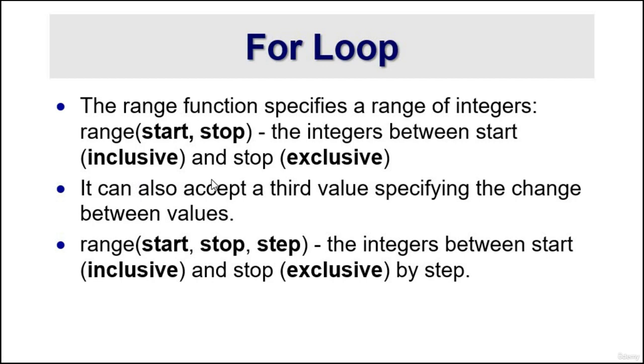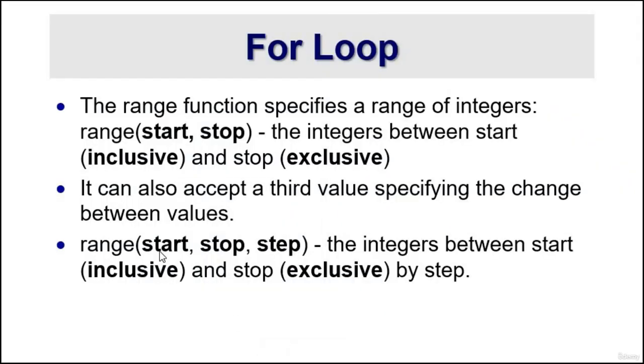It can also accept a third value specifying the change between the values. So the third value will specify how the values should change. The third value can tell the loop that the change in the values can be odd or even according to the given value, or it can be a change of 2 or a change of 3. So let's do this example. Now, in the third point, range takes start, stop and step. The third value is step, and the start is inclusive, stop is exclusive, as we discussed earlier, by step. So let's do this example as well. Let's go to the code editor.